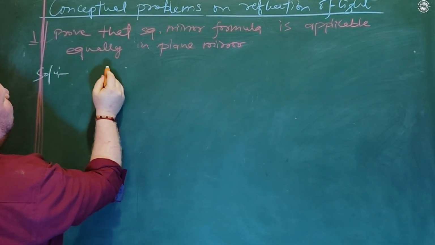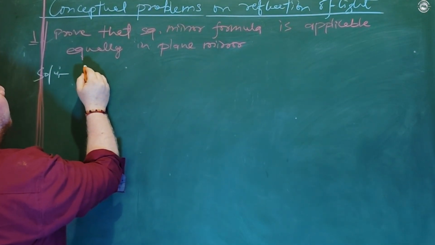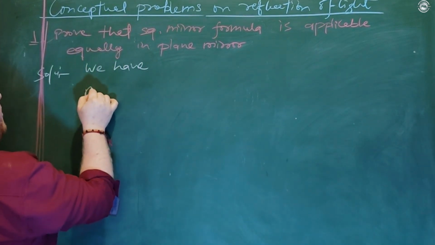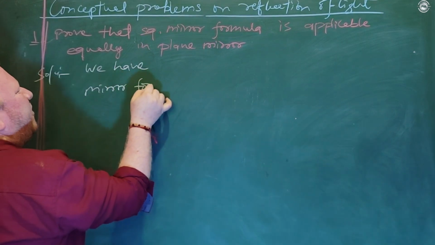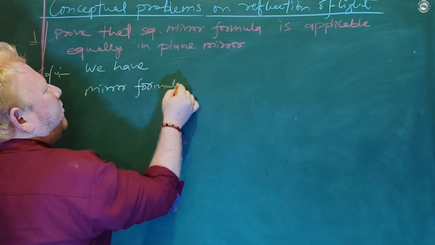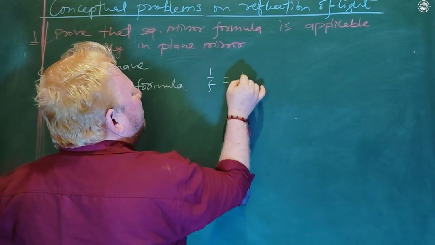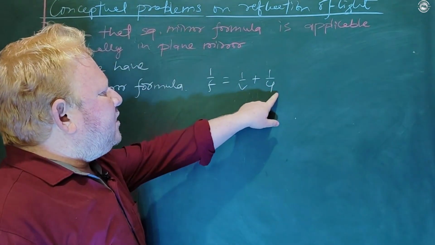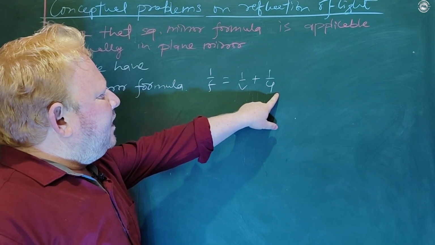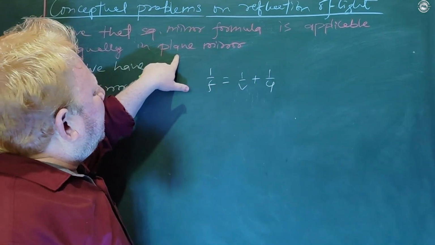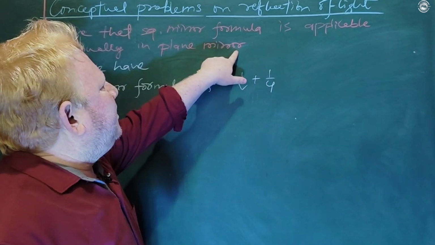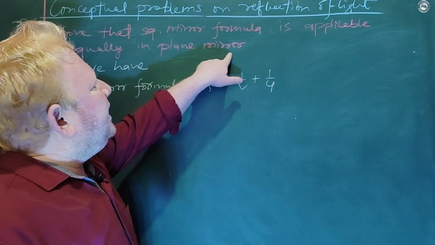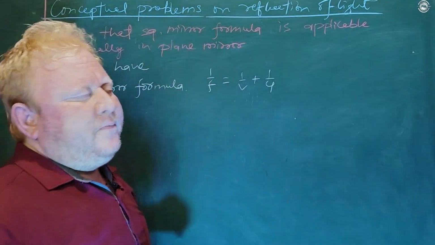Mirror formula is, 1 by f is equal to 1 by v plus 1 by u, where f is focal length, v is image distance, u is object distance, right? And we know about the characteristics of image formed under plane mirror. We are going to prove that this mirror formula is valid in case of plane mirror also.